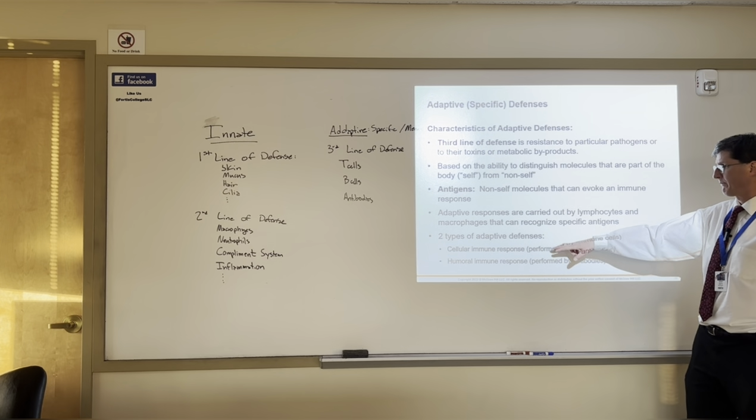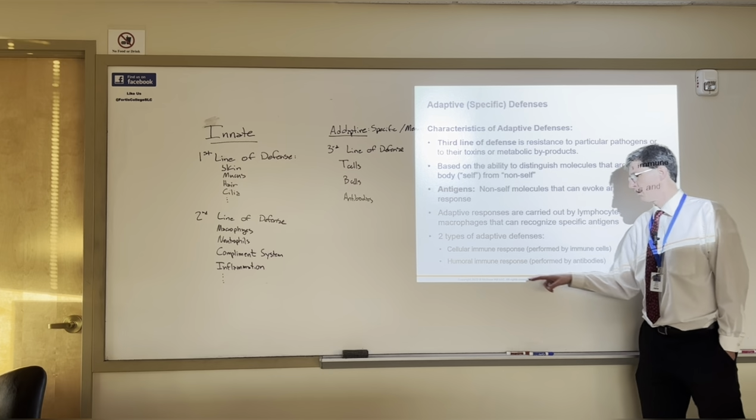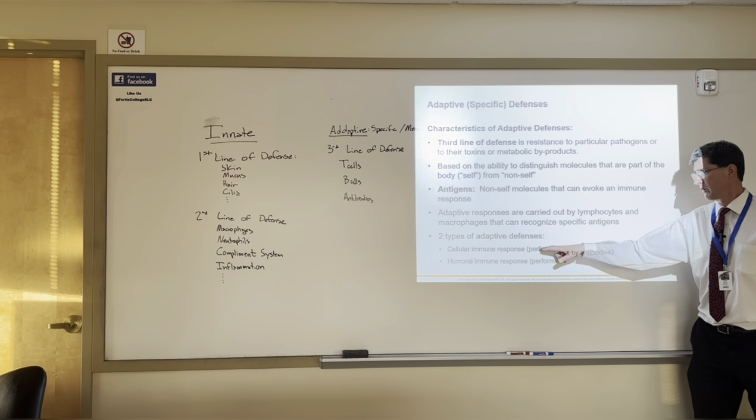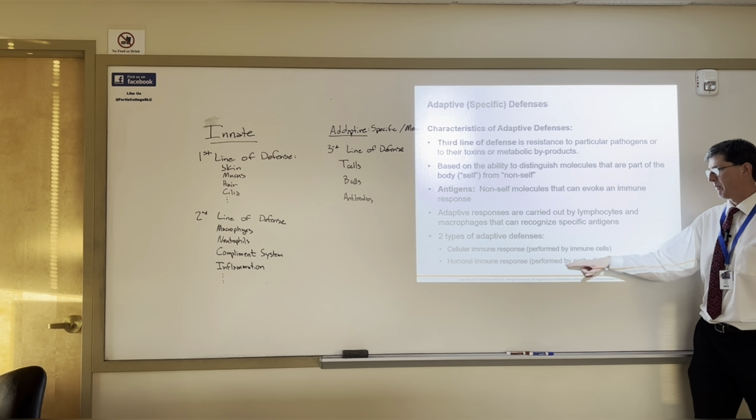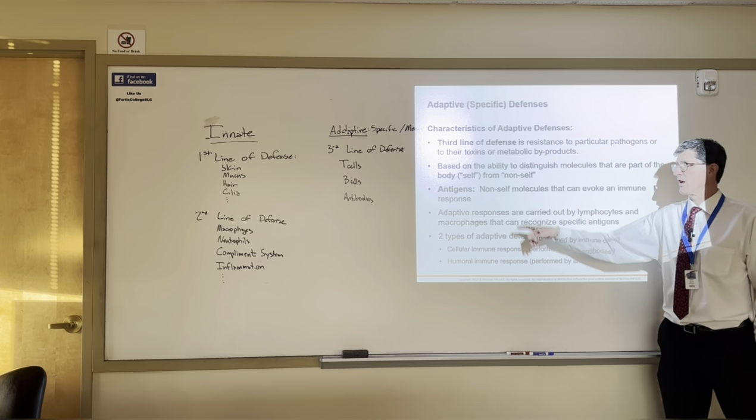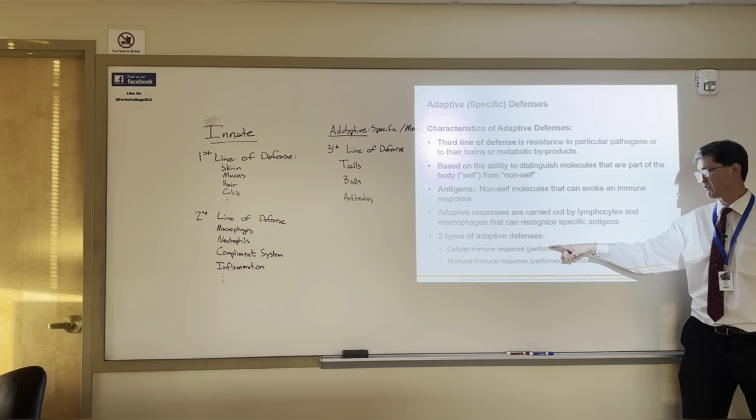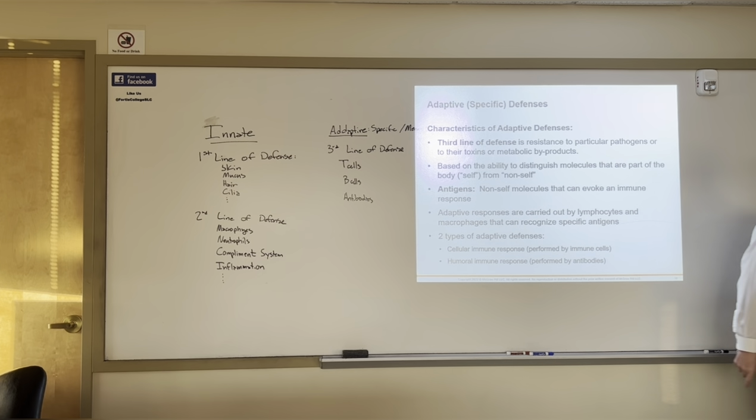So we have two types of adaptive immunity. We have cellular immunity and humoral immunity. And so this is going to be cell stuff and antibody stuff. Like we said over there, it's going to be our T cells and B cells and then our antibodies. And so that's what we're going to talk about next.